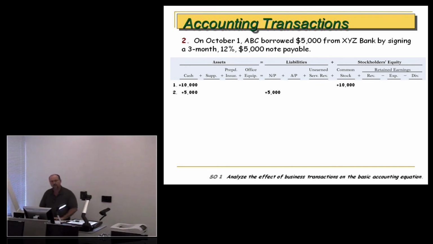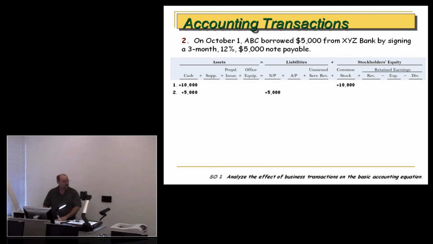We needed some more money, so we borrowed $5,000 from the bank, and we signed a 3-month, 12% $5,000 note payable. We signed what's called a promissory note. We simply needed a little bit more cash to start up with, and we plan on paying this back relatively quickly. And we're going to have to pay 12% interest for 3 months. All right, so we now have $5,000 more cash.